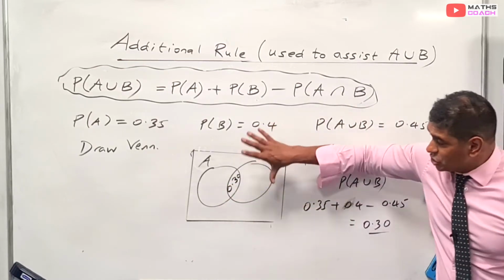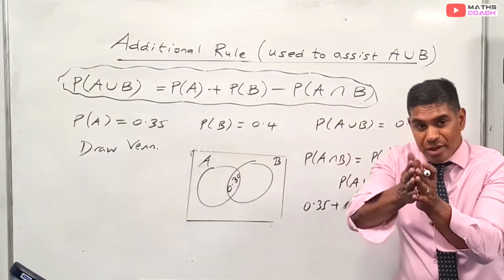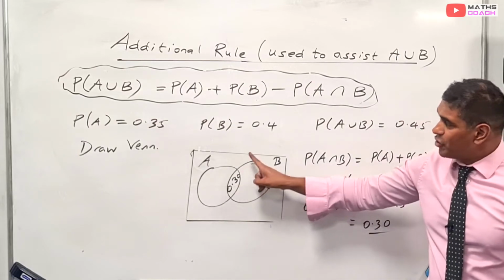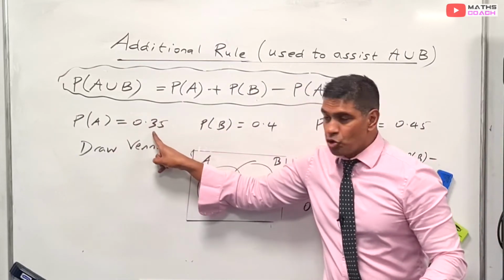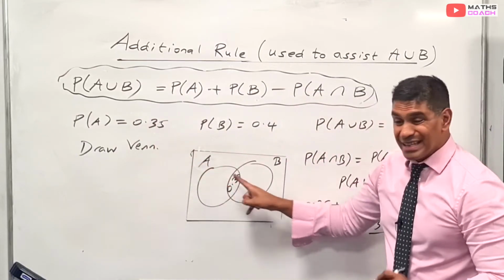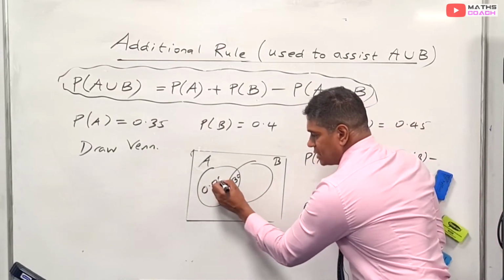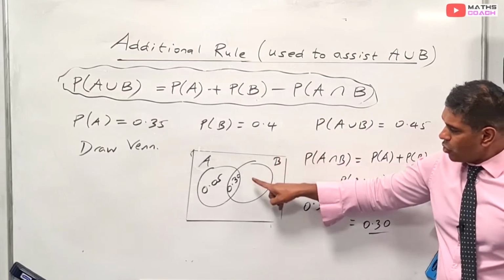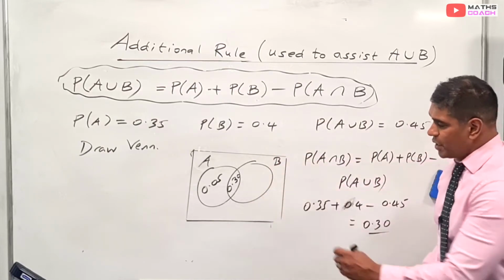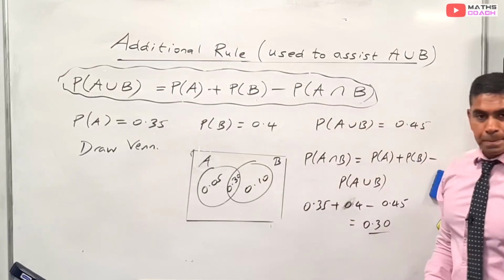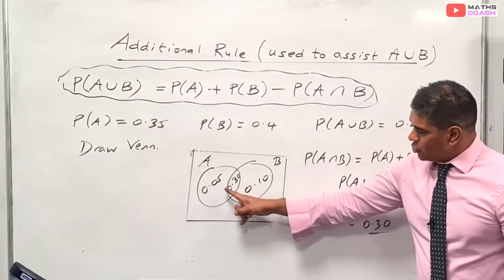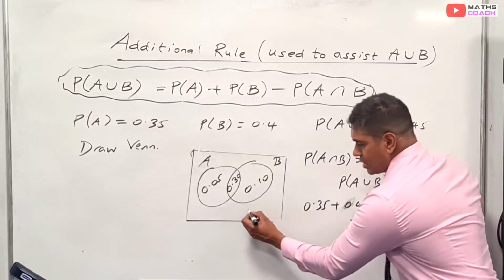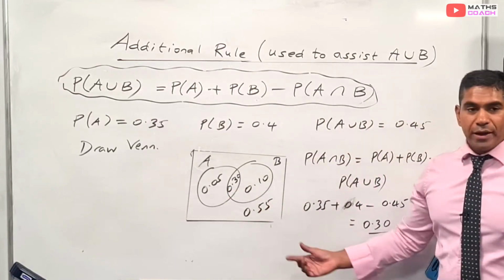Now, once you've got the central value here, you can then work from the middle. So if that's 0.3, and we know that all of A was 0.35, this means the leftover must be 0.05. Likewise, all of B was 0.4. Well, if I've got 0.3 as part of it, then I have 0.1. And if you add these together, we get 0.4 add 0.05, we had 0.45. So our leftover must be 0.55.